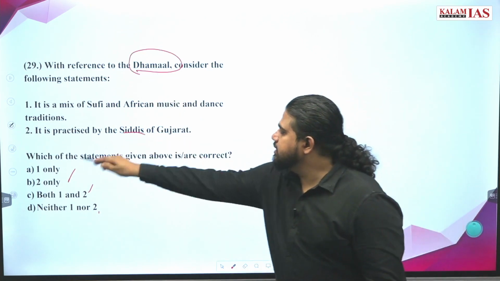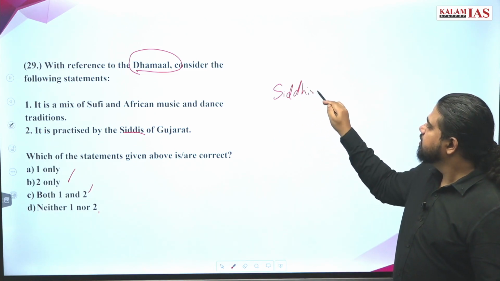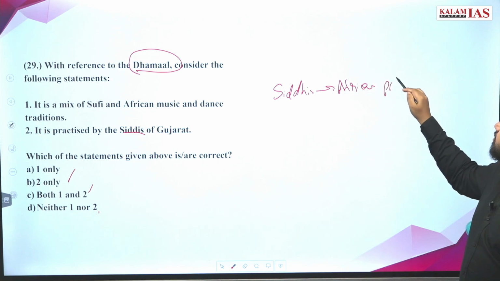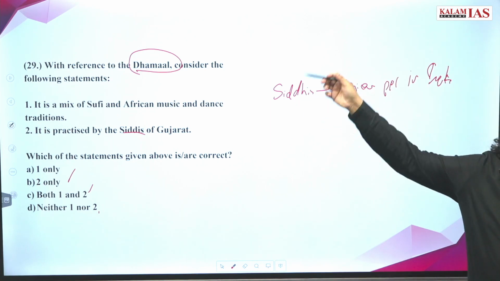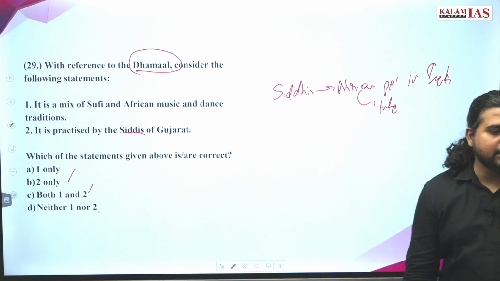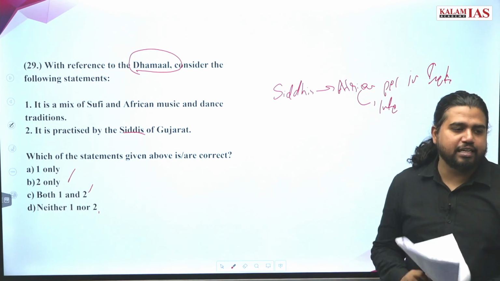Now what is Siddhis? It is practiced by Siddhis. What is Siddhi? Siddhis are African people in India. They are not just African people. They came here centuries ago. They got intermixed with Indian people. They have marriage relations with Indian people. So this is like a mixed caste people still living in India.